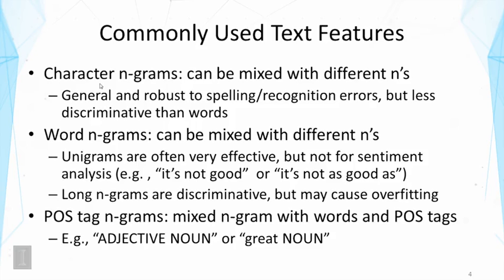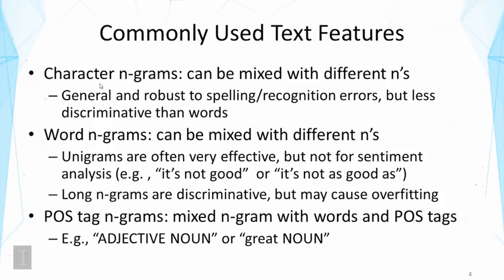So now let's talk about some features that are often very useful for text categorization and text mining in general, but some of them are especially needed for sentiment analysis. So let's start from the simplest one, which is character n-grams. You can just have a sequence of characters as a unit, and they can be mixed with different lengths. This is a very general and very robust way to represent text data. And you can do that for any language, pretty much.